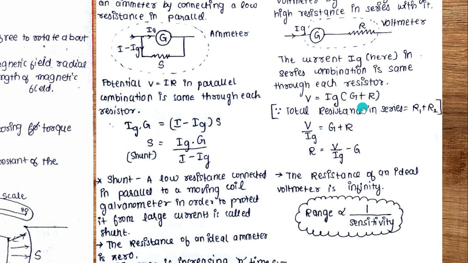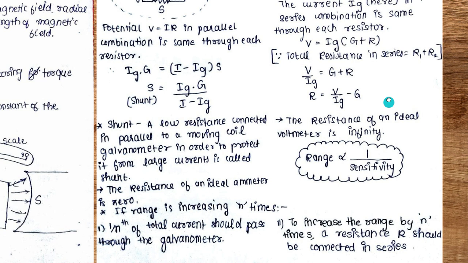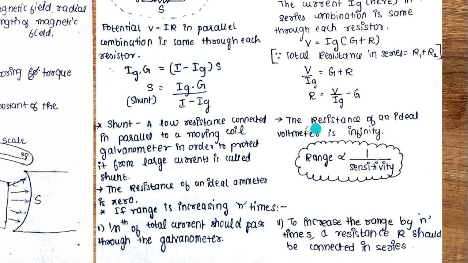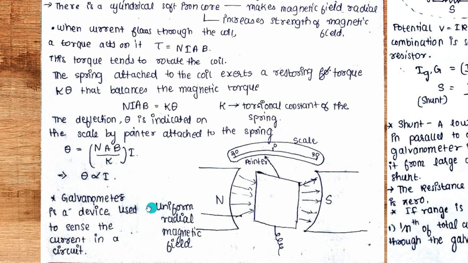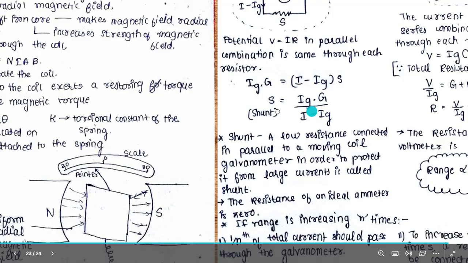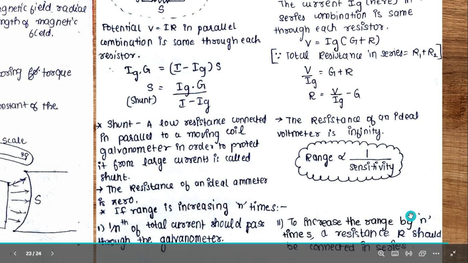Now if I take Ig this side, V by Ig is equal to G plus R, and finally we get the value for this high resistance that needs to be attached in series, which is V by Ig minus G. The resistance of an ideal voltmeter is infinity. Now we have one more term. The range is inversely proportional to sensitivity. What is sensitivity? As we saw, a galvanometer is used to sense the current, right? So if I increase the range of the current, sensitivity decreases.